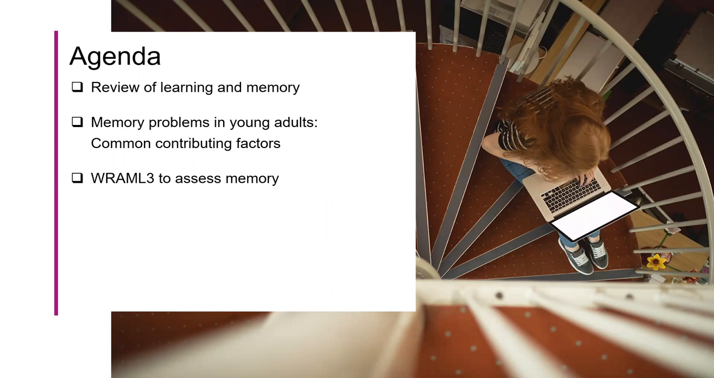Then I'll turn to the clinical side of things, specifically areas you want to be sure to cover when interviewing college students and young adults who present with complaints related to memory. Finally, I'll give you a brief preview of the content of the RAML-3, Pearson's new measure that assesses memory and learning and associated cognitive skills in individuals ages 5 to 90.